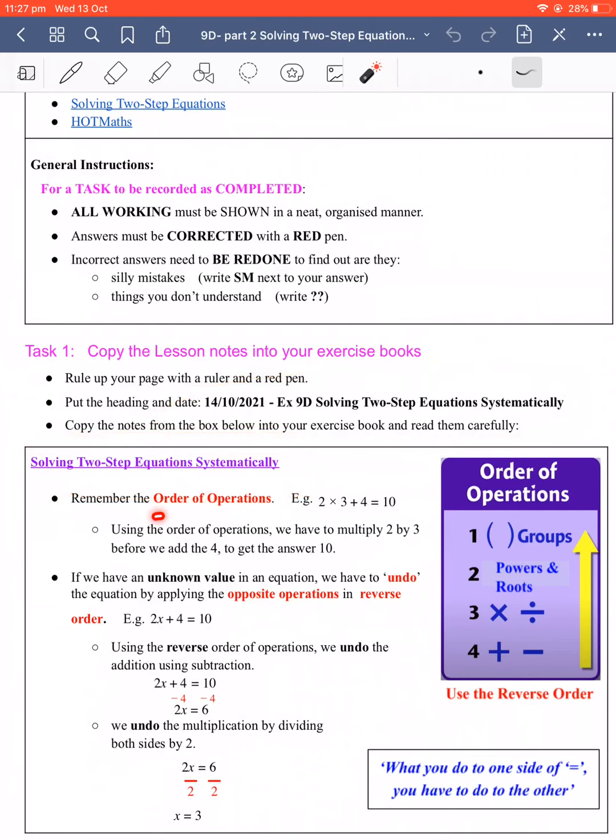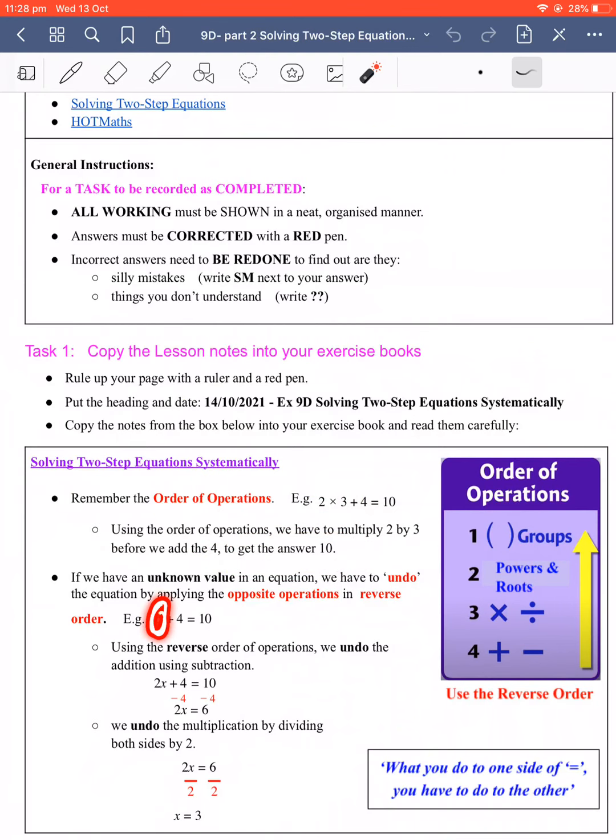So remembering the order of operations. Remember we have BODMAS, which means our brackets are first, then our roots and powers, so our orders, then we have multiplication and division, and then addition and subtraction. So in order to normally solve something, we actually use order of operations. So for this one, we multiply the 2 by the 3 first, and then we add the 4. So we get our answer of 10.